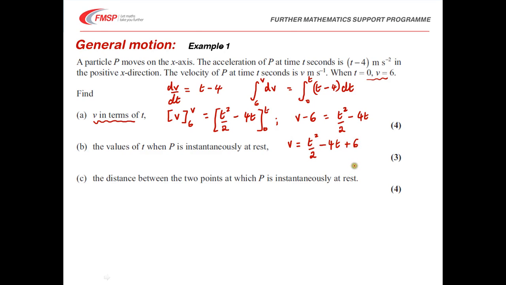As I say, if you prefer, you can do that using constant of integration. You should come out with exactly the same expression. For part B, we're being asked to find the values of t when p is instantaneously at rest, so we're looking at where t squared over 2 minus 4t plus 6 is equal to 0. If we double through there, we end up with the quadratic t squared minus 8t plus 12 is 0, and we can factorise that to give t minus 2, t minus 6 is 0, and so the values of t when v is 0 are 2 and 6.